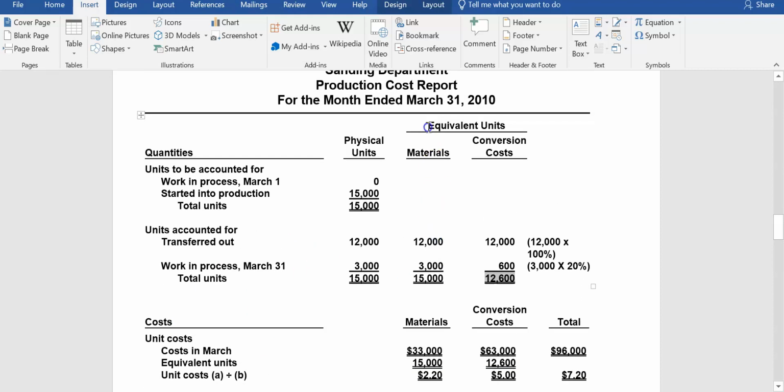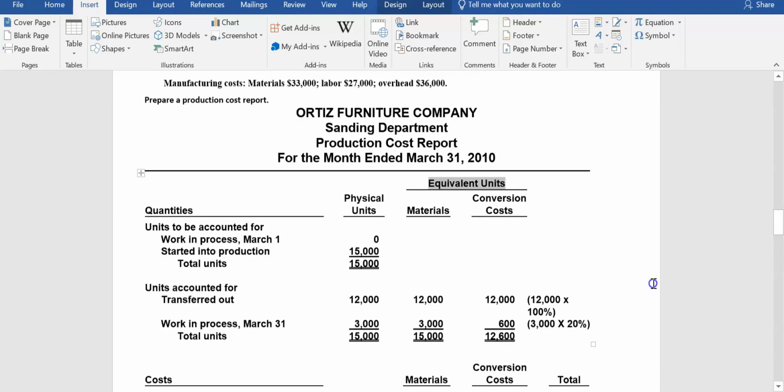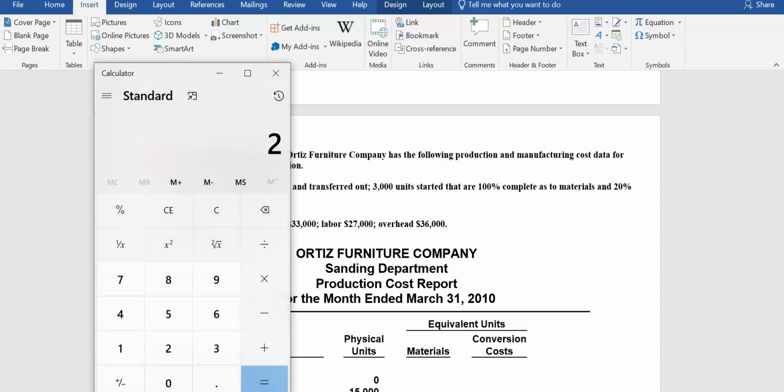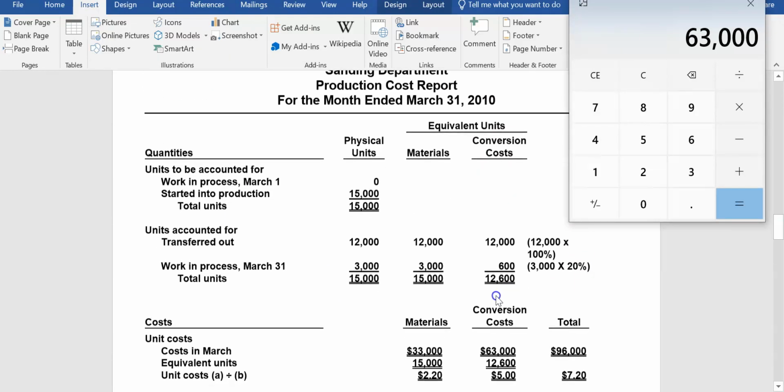Now that we have the equivalent units calculated, we can now come up with a cost per equivalent unit. Total material costs were 33,000. Labor and overhead, or the conversion costs, were 27,000 plus 36,000, total conversion cost of 63,000.